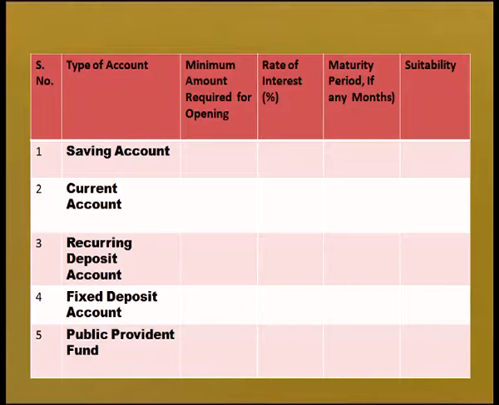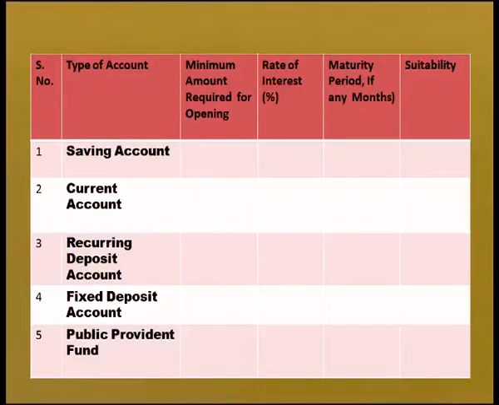Savings account is aimed to encourage saving habit among the customers. Current accounts are operated by the business persons because there is no restriction on the number of withdrawals. There is no minimum amount that is required to be maintained in the current account. Recurring deposit account, that is, every month some amount is to be deposited and its maturity period will be 1 year, or it should be continued for 1 year or 5 years, like that.